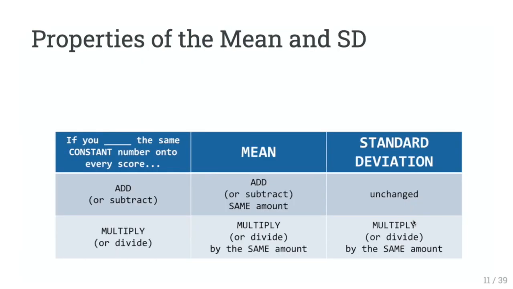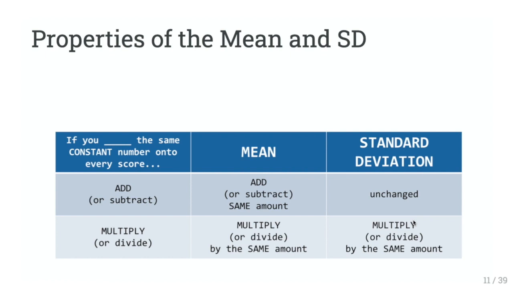So when it comes to the mean and SD, since they're both relying on the mean ultimately, it's good to understand some properties of them. If you do something to the values in your data, you can understand what is going to happen to the mean and the standard deviation. For example, if you add or subtract the same constant number onto every score, the mean is going to add or subtract the same amount. Whatever you added to everything, the mean is just going to move up by that much or move down by that much. And then the standard deviation doesn't change.